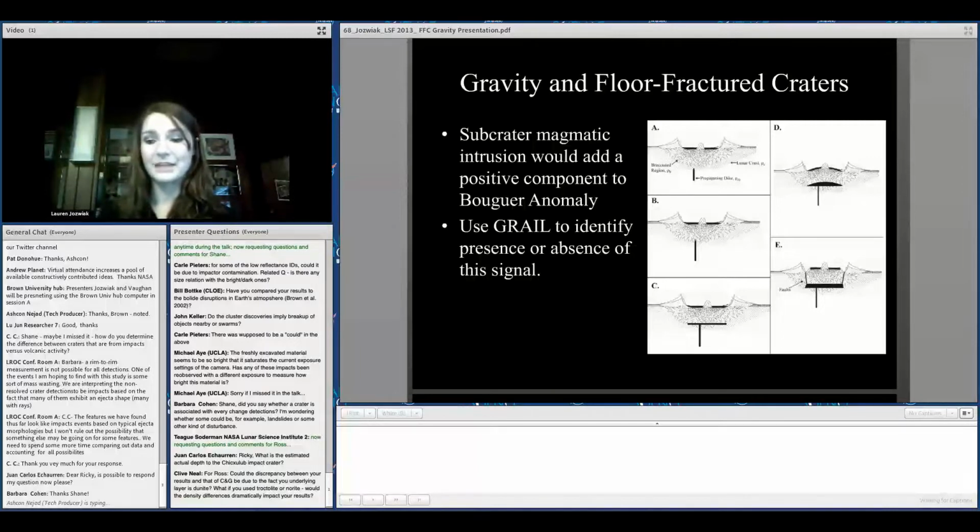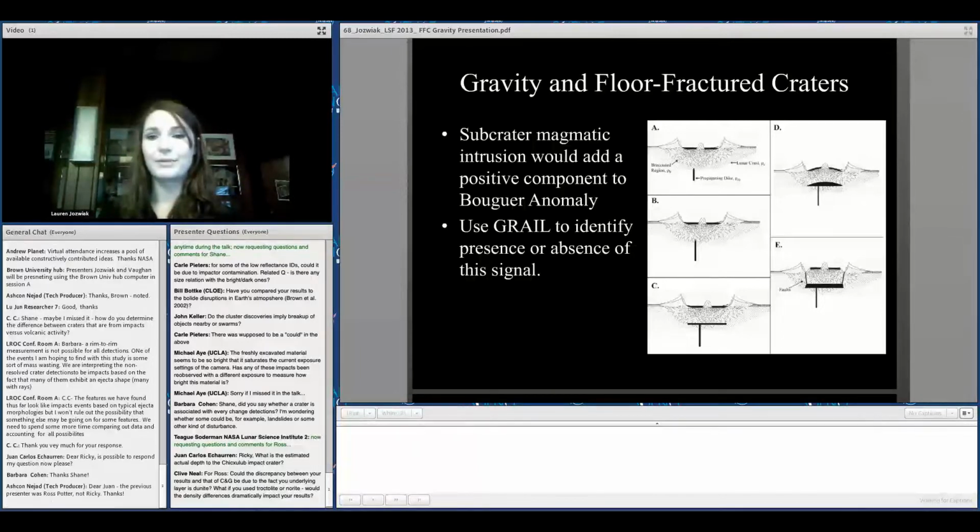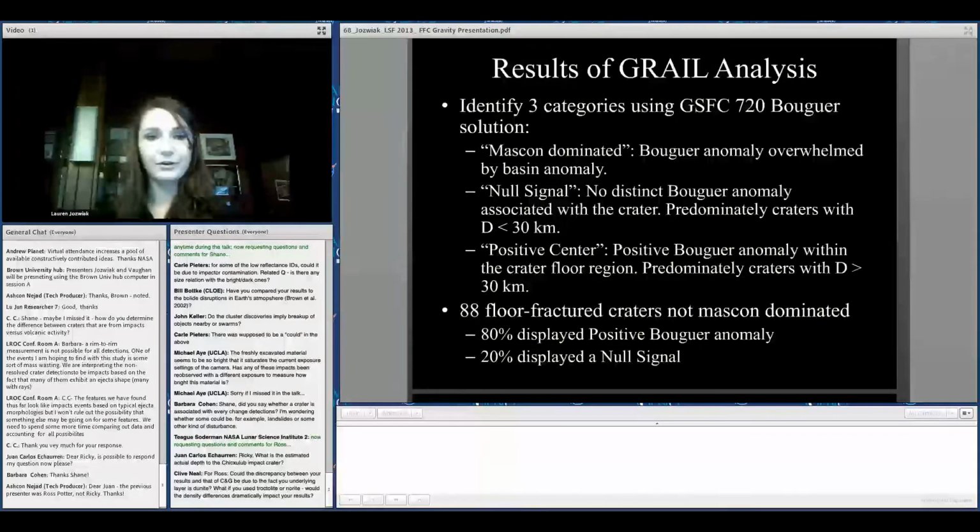So with this in mind, we now have potentially a high-density intrusion beneath the crater floor, which would be observable in the crater's Bouguer anomaly. Hence the idea to use GRAIL to identify the presence or absence of this signal and help to further constrain the formation of these craters. For the overall GRAIL analysis, we used the Goddard 720 Bouguer solution and categorized three broad categories for the observed Bouguer anomaly for these craters.